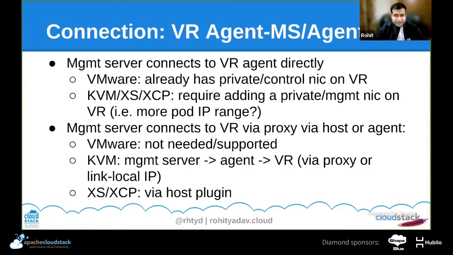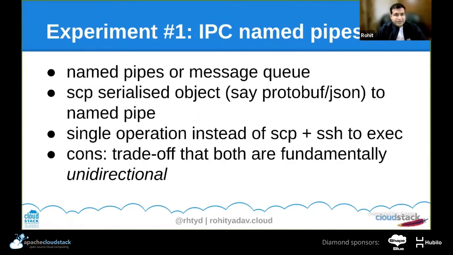So in the case of VMware, it's not needed. You can directly forward the Unix domain socket from the VR to the management server host itself. And in the case of KVM and XenServer, you can do it through the hypervisor host plugin or the agent. So it's like replacing the router proxy by having a forwarded tunnel that exists on the hypervisor host. So that was the experiment we just saw, named pipe.